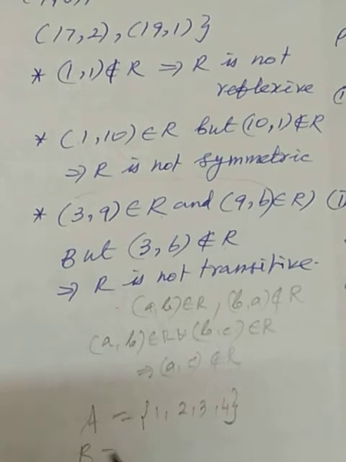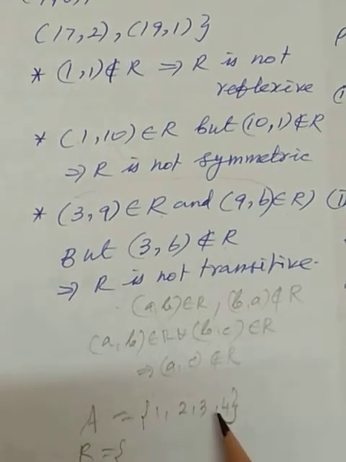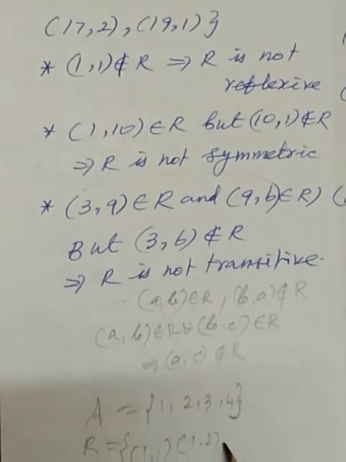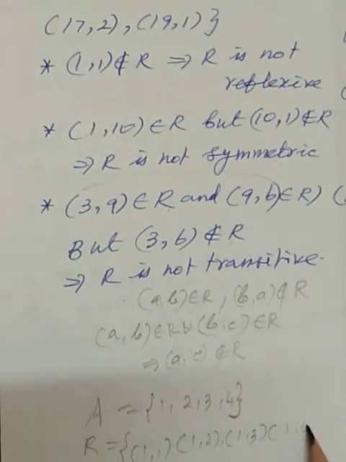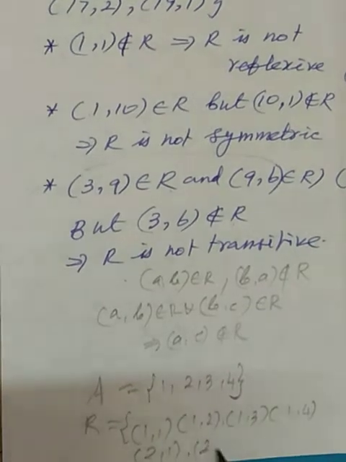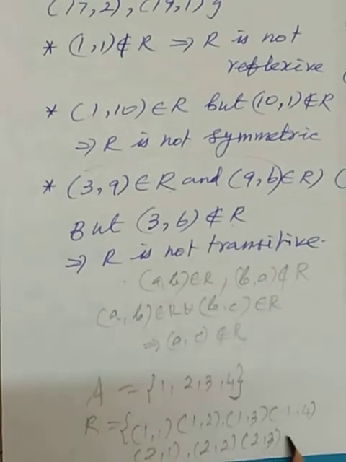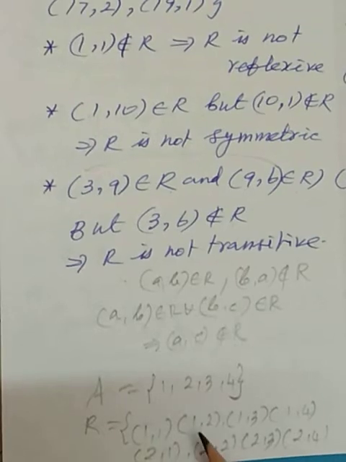The relation R is nothing but you find the value of A cross A: (1,1), (1,2), (1,3), (1,4), and then (2,1), (2,2), (2,3), (2,4). Likewise (3,1), (3,2), (3,3), (3,4), (4,1), (4,2), (4,3), (4,4). So if all elements are present in R, then R is called a universal relation. That is all possible values in A cross A. That is called universal relation.